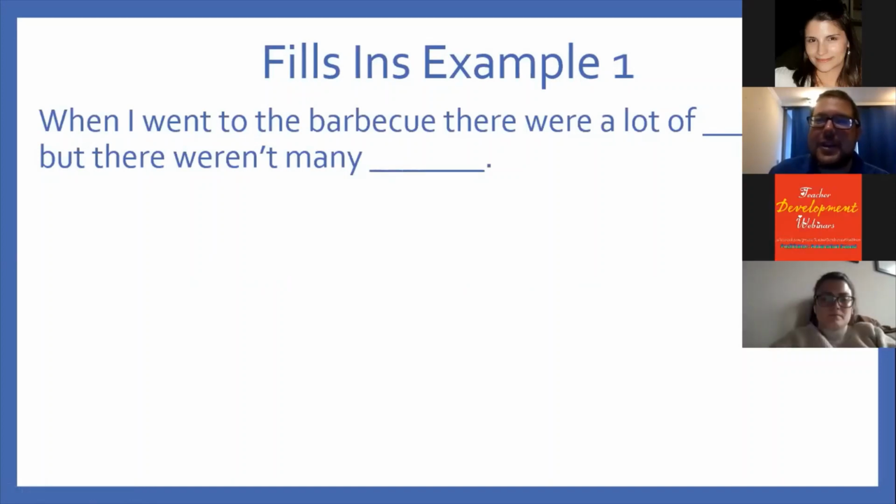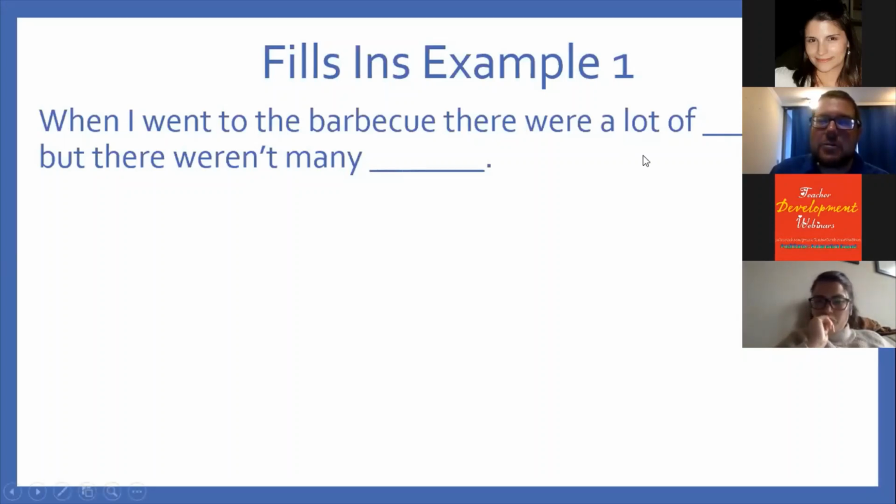Okay. There were a lot of hot dogs, but there weren't many hot dog buns. There were a lot of people, but there weren't many animals. Okay. Excellent, excellent. Okay, if we change it and we say there was a lot of meat, but there weren't many veggies, okay, that can work that way. Excellent, excellent. Very good. All right, so let's take a look at another one.